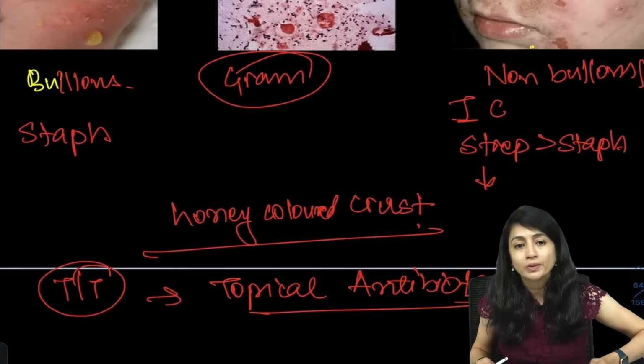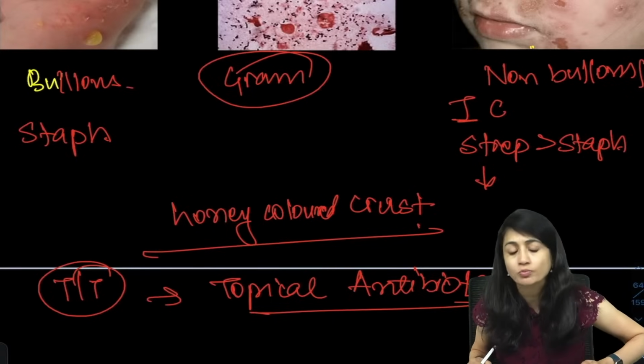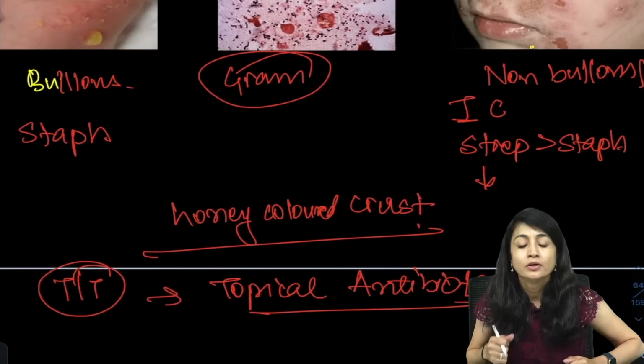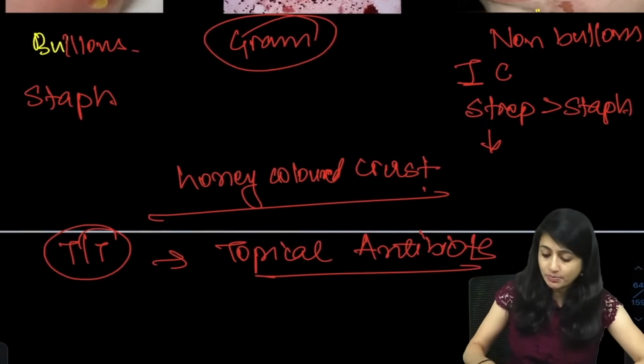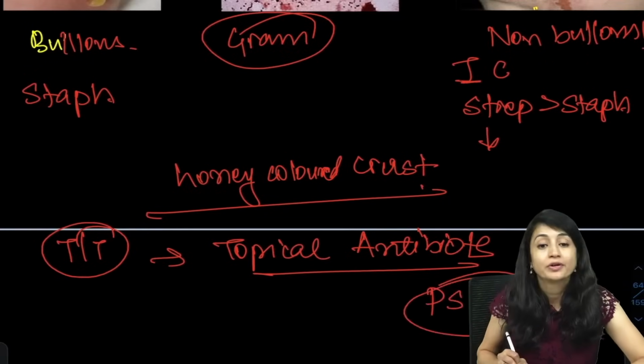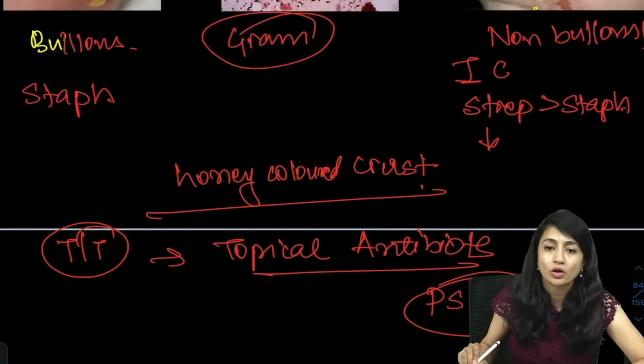What is one complication that can be associated with non-bullous impetigo? Quickly, there was once a question. What is the one complication that can be seen with non-bullous impetigo? So it is post-streptococcal glomerulonephritis because it is caused by streptococcus. So PSGN is a known complication.